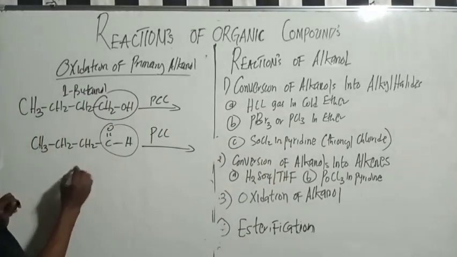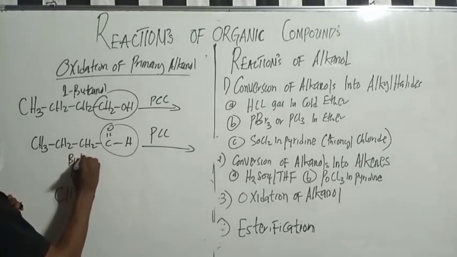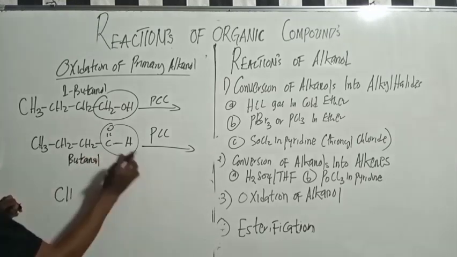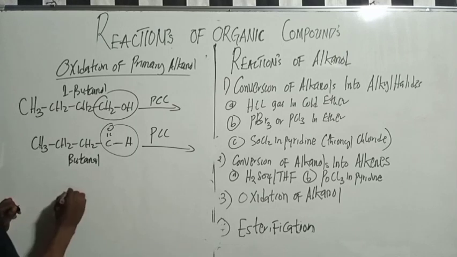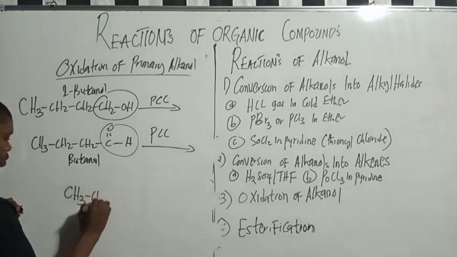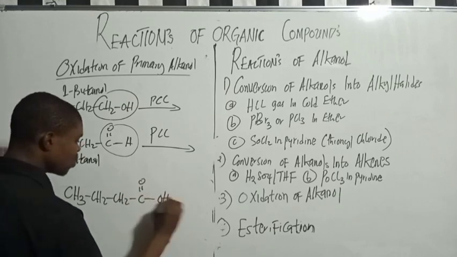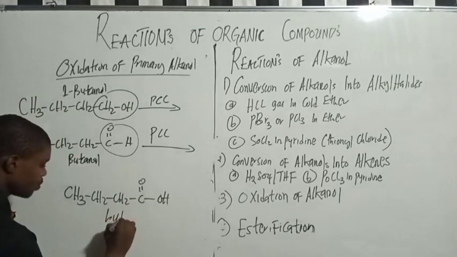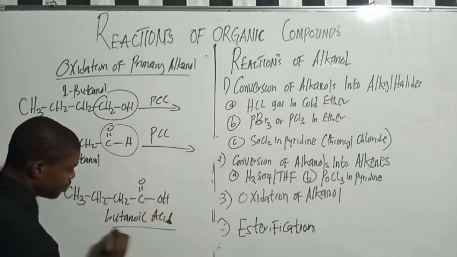So here we have CH3CH2CH2COOH. Remember I told you that butanal, further oxidation produces what? That produces butanoic acid as a product.